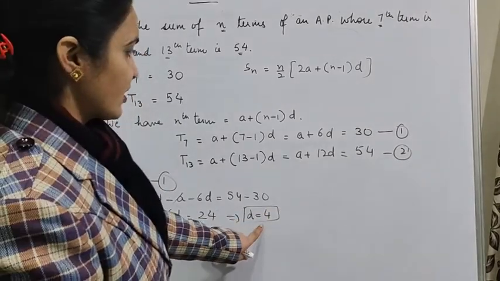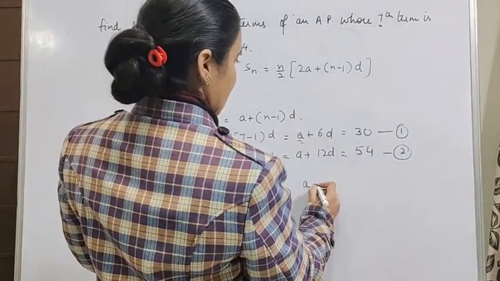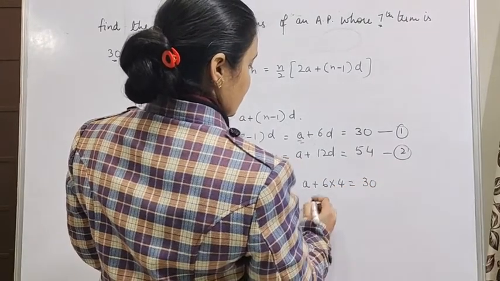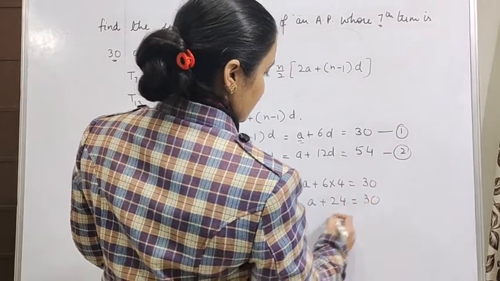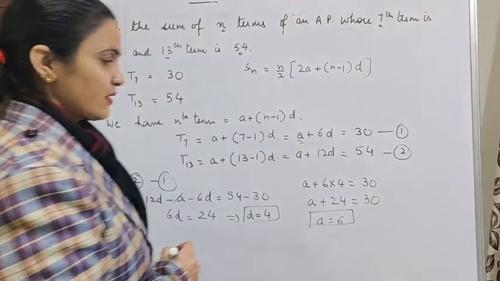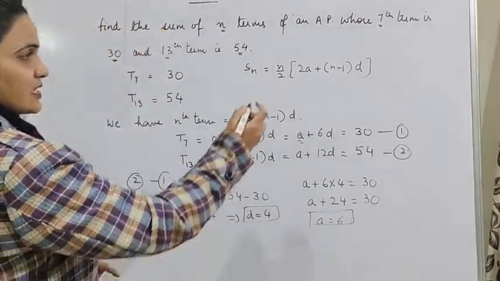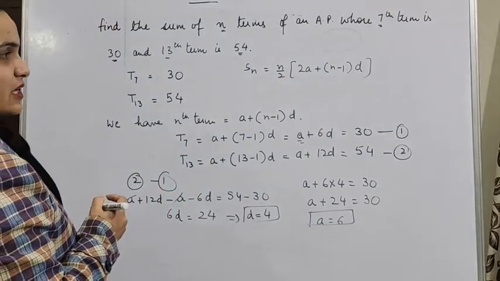After solving for d, let us put value of d here. So you will get a plus 6 into 4 is equal to 30. So it is a plus 24 is equal to 30. So a is equal to 6, 30 minus 24. So now you will get value of a as well as d. Substitute value of a and d in this. You will get the sum of n terms.